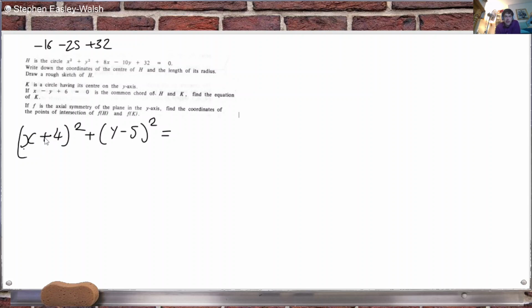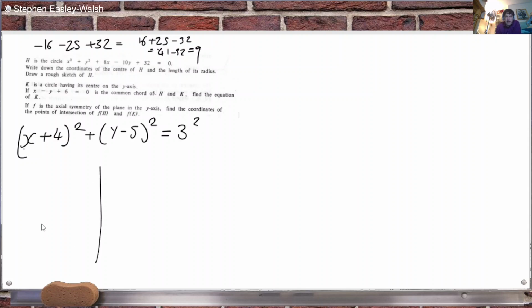x squared plus 8x plus 16 needs a minus 16, plus y squared minus 10y needs a minus 25. It's only one, isn't it? Because that's equal to 16 plus 25 minus 32. 25, 35, and 6, 41 minus 32. So that's 9. So that's 3 squared.